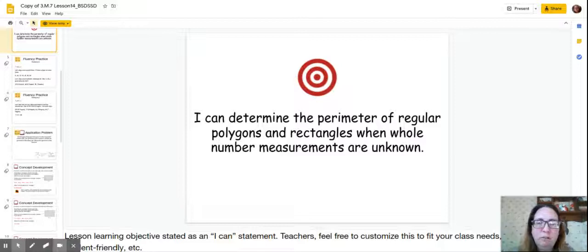I can determine the perimeter of regular polygons and rectangles when whole number measurements are unknown. So that means that you can figure out what the perimeter is even if you don't know what all the sides are.